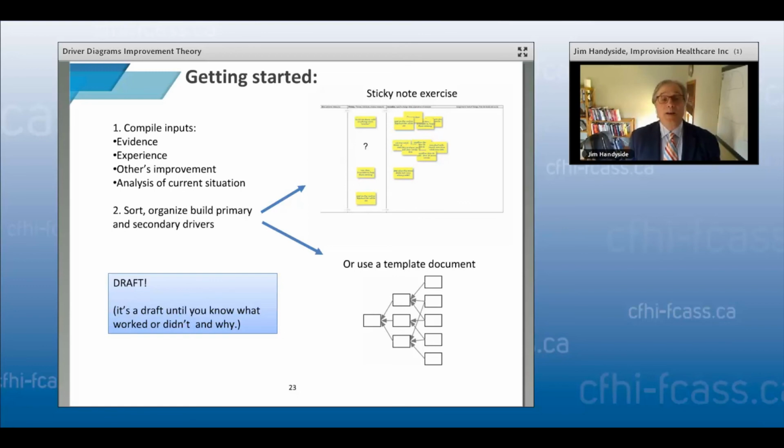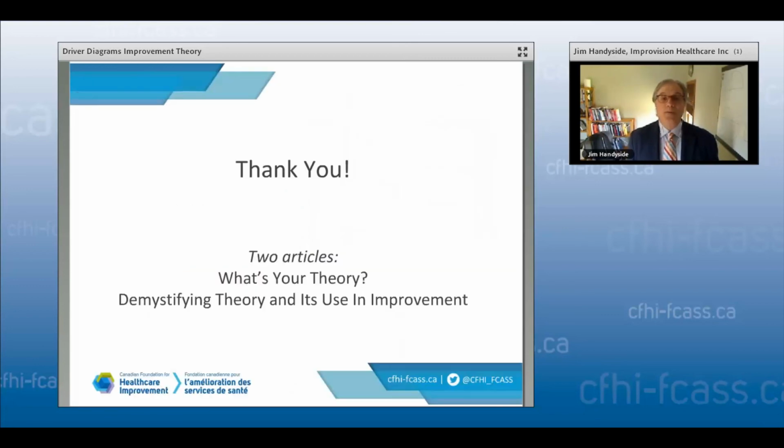So the draft is important for you to remember. Some people say, well, we've done our driver diagram now. Our driver diagram is complete. Be careful with that. Treat your driver diagram as a draft, as something that's guiding your improvement that may need to be adjusted. You'll be well served by that, and you'll be less likely to do a lot of work for no result.